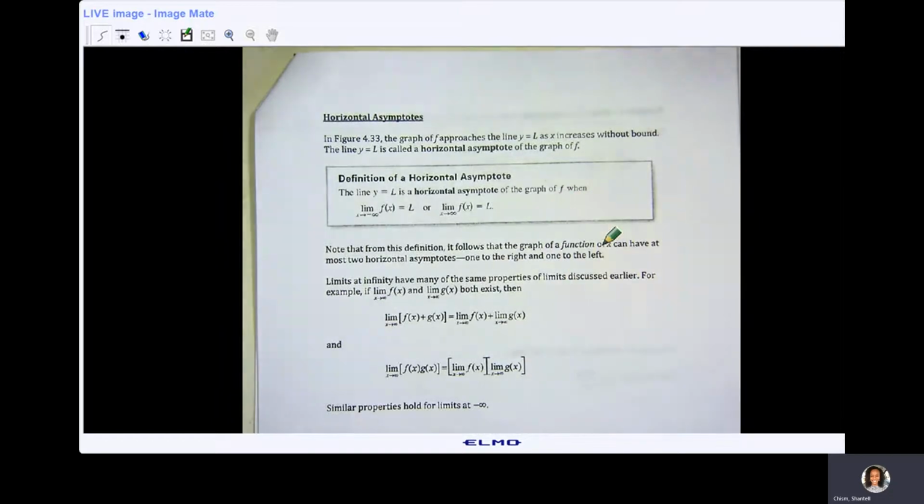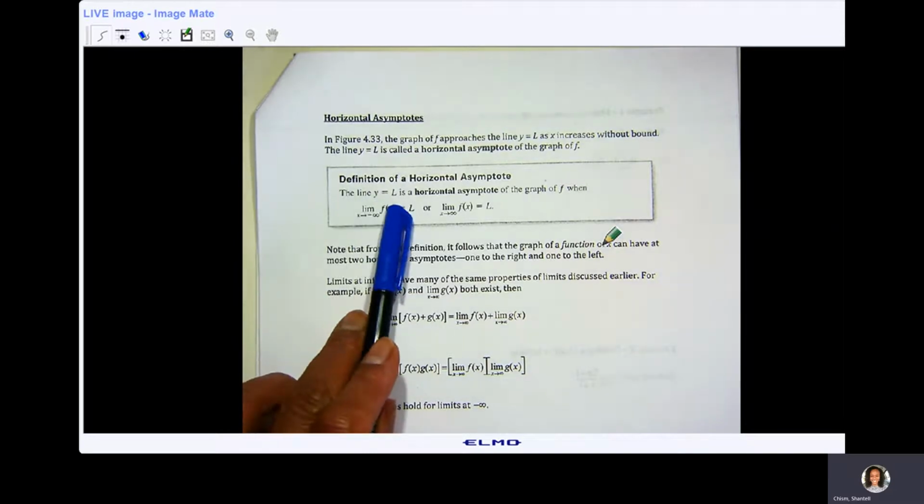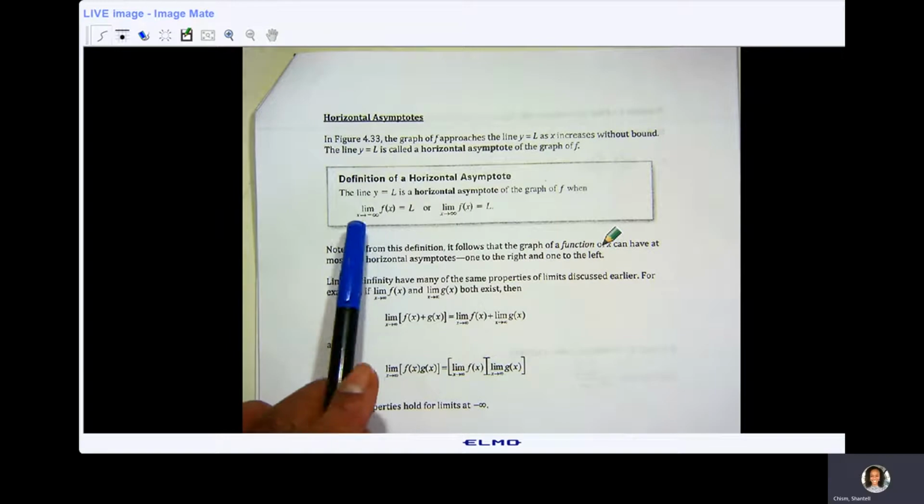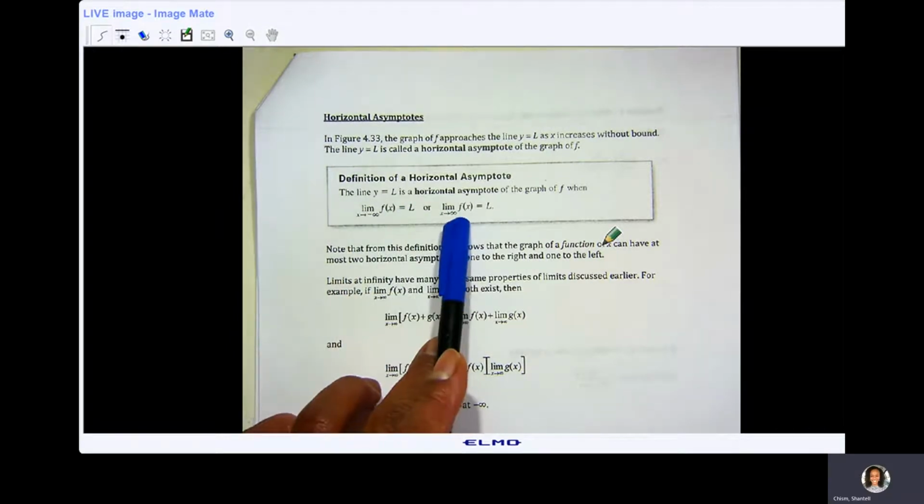So here, definition of a horizontal asymptote. That previous example, that first example, it actually did have a horizontal asymptote. The horizontal asymptote was the limit value. And that just leads us here to this definition. So recall that previous figure. The graph of f approaches the line y equals L as x increases without bound and as x decreases without bound. The line y equals L is called a horizontal asymptote. So the line y equals L will be a horizontal asymptote if your limits at infinity equal L.